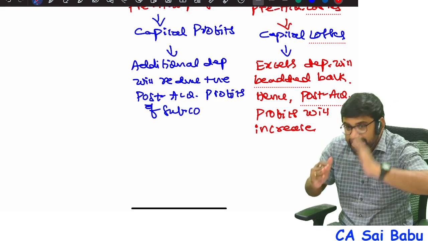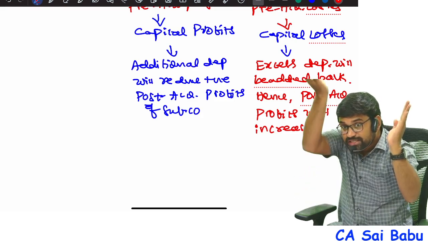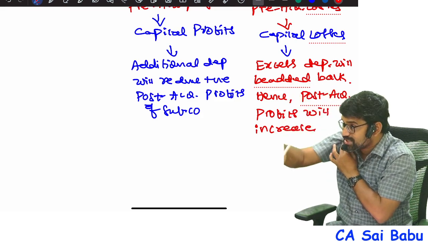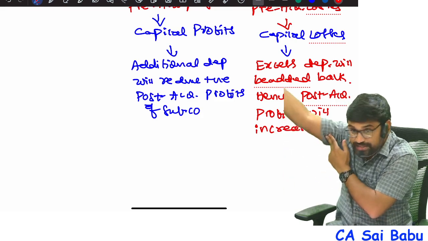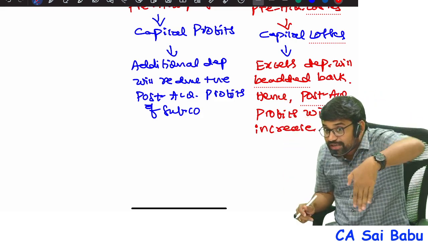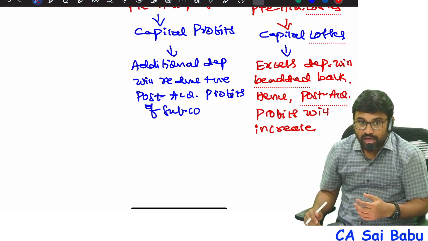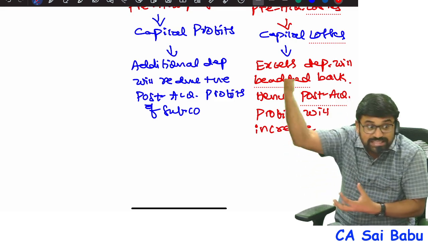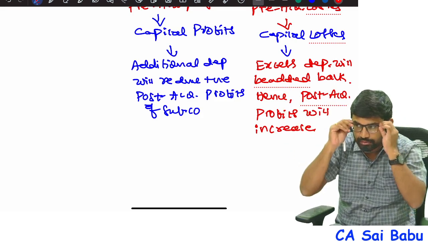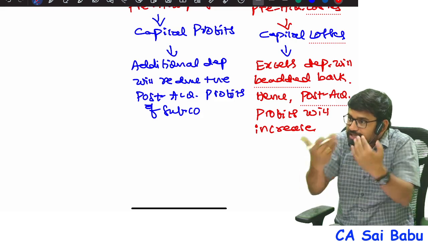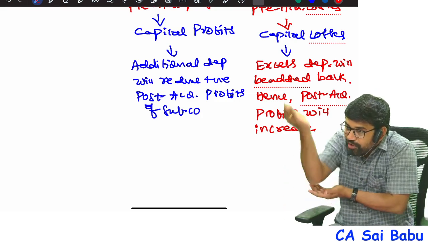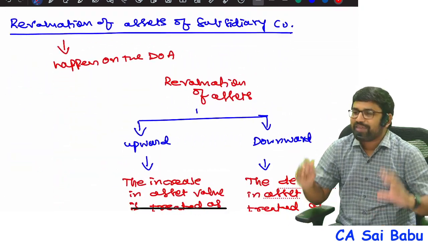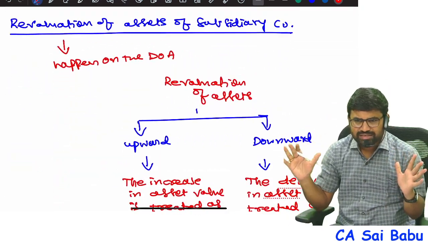Now, if there is an increase in the asset value, obviously what will increase? Additional depreciation. Because of that, your post-acquisition profits will decrease. You need to provide depreciation on the increased value. And if there is a downward revaluation, obviously asset value decreased, but you provided depreciation on the original cost. Therefore, whatever excess depreciation you provided, we need to return back. If you add back the excess depreciation, obviously your post-acquisition profits will increase. So this is the revaluation of assets topic. Sir, have you understood? Very easy.